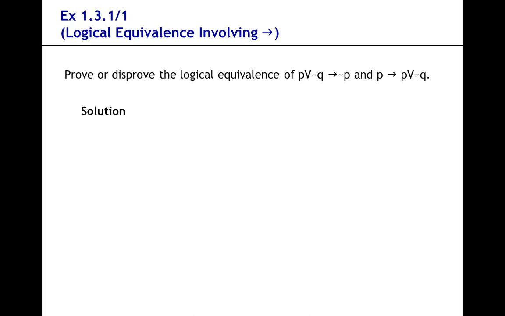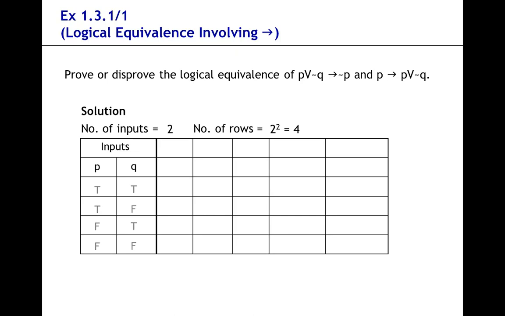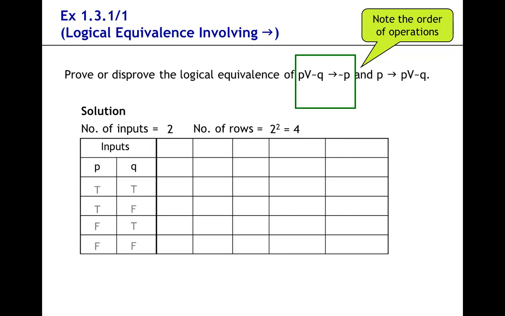The other two rows get output true, and the truth table is completed. In this exercise, we are to prove or disprove the logical equivalence of these two expressions. But first, let's set up a truth table with 2 inputs and 4 rows, like this. Before setting up the columns, consider the order of operations. For the first expression, we should do not followed by or followed by the conditionals. For the second expression, we should do not followed by or followed by the conditionals.